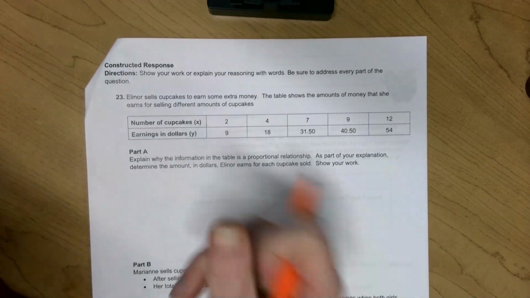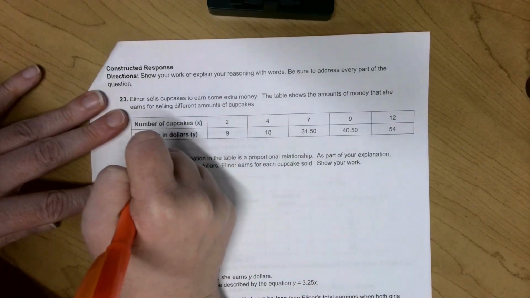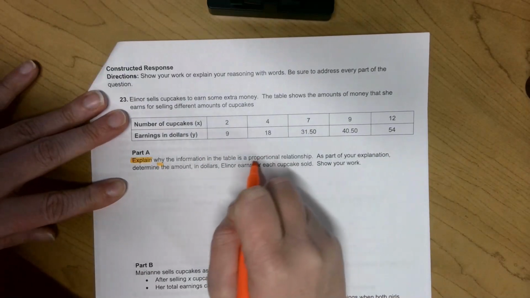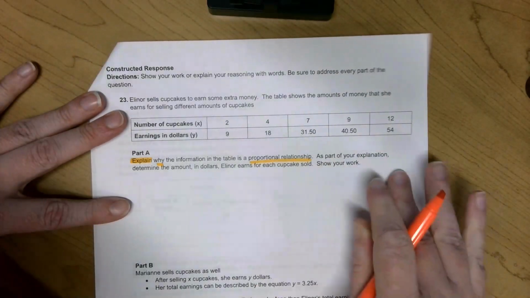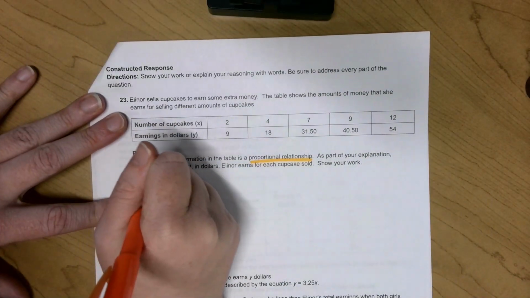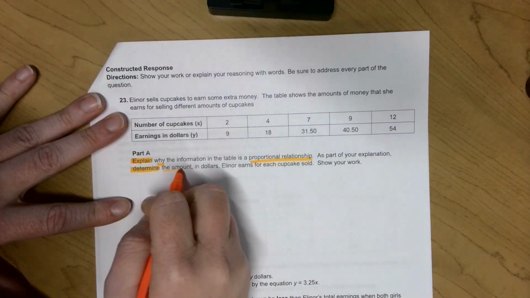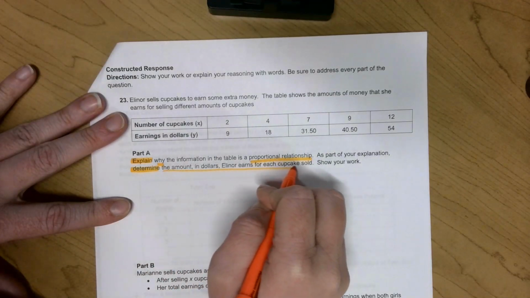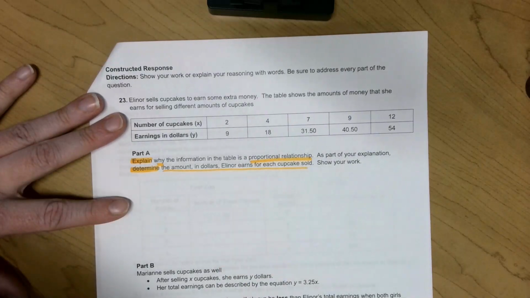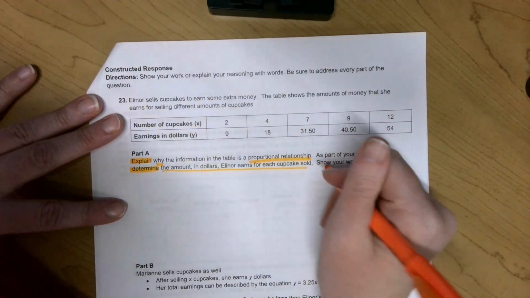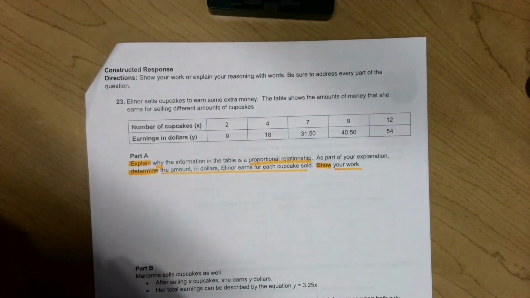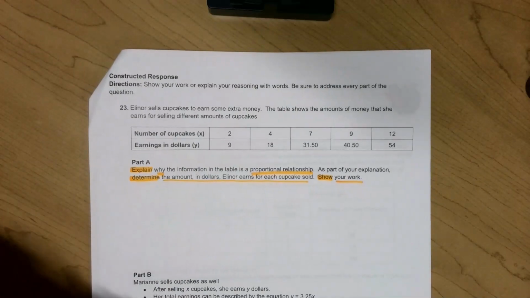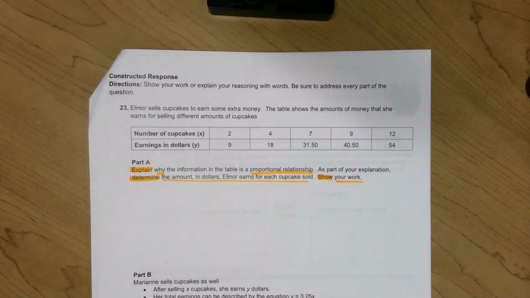So part A says explain why the info in the table is a proportional relationship. As part of your explanation, determine the amount in dollars Eleanor earns for each cupcake sold, and we want to show our work. So there's three things we're looking for: our explanation, the amount she earns for each cupcake, and we want to show our work.